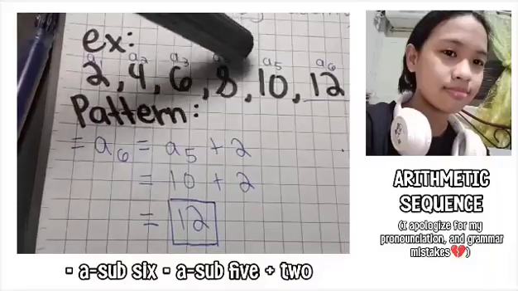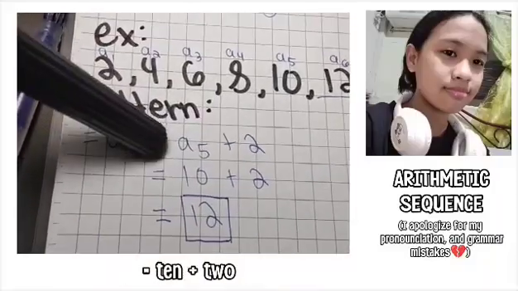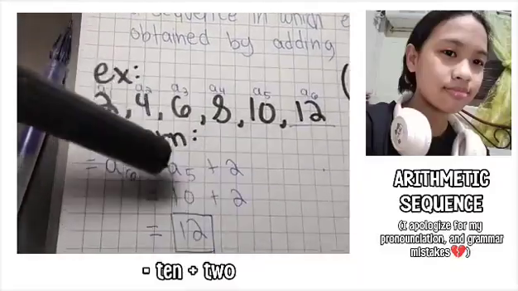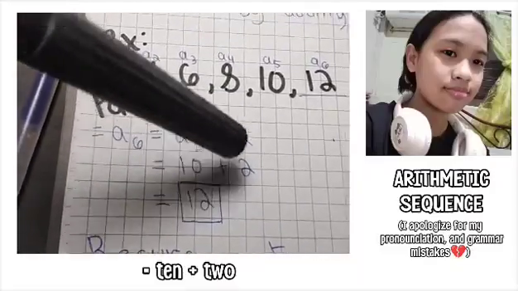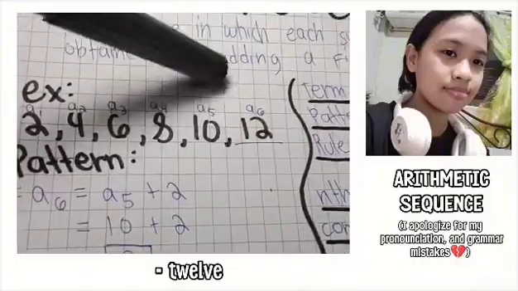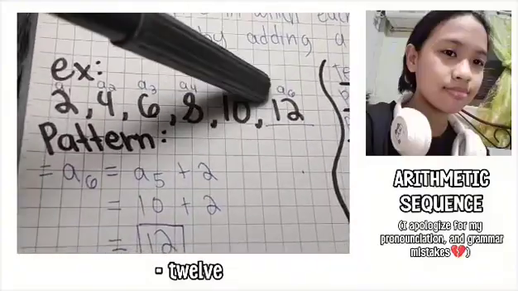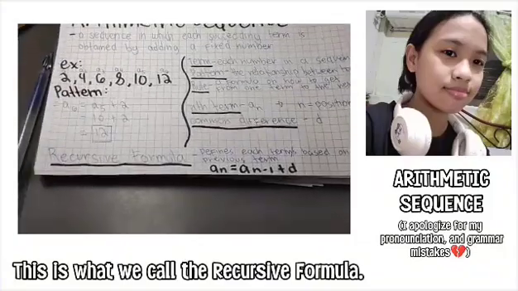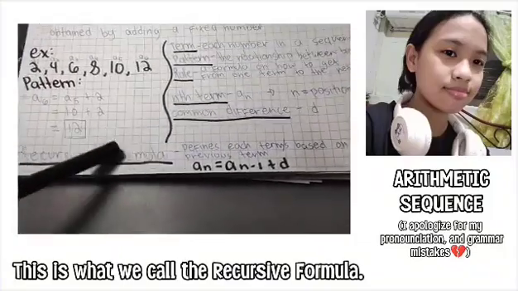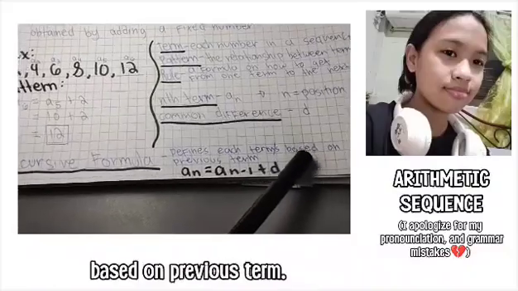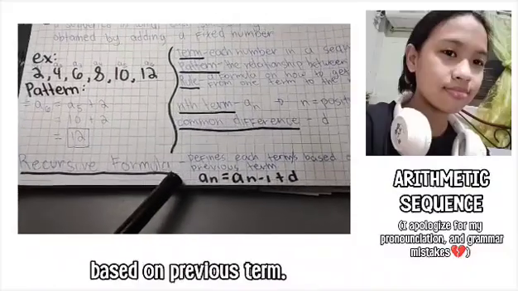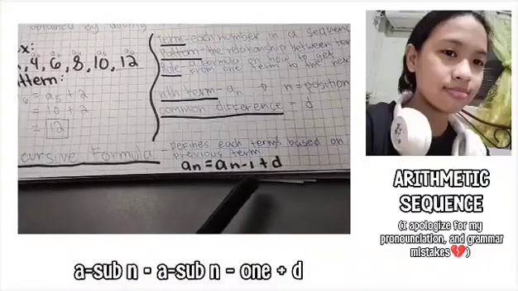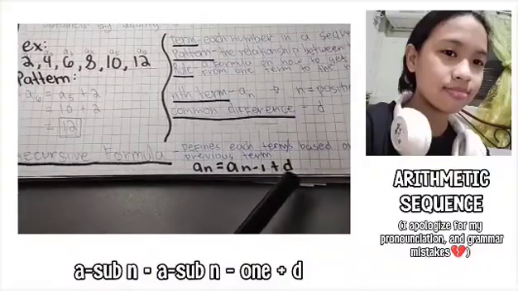So a sub 5 is 10. We just add 10 plus 2 since that's the common difference. So we have 12. That's how we get the next term. a sub 6 is 12. And here at the bottom, this is what we call a recursive formula. A recursive formula defines each term based on the previous term. Here we have the formula for it: a sub n equals a sub n minus 1 plus d, or the common difference.